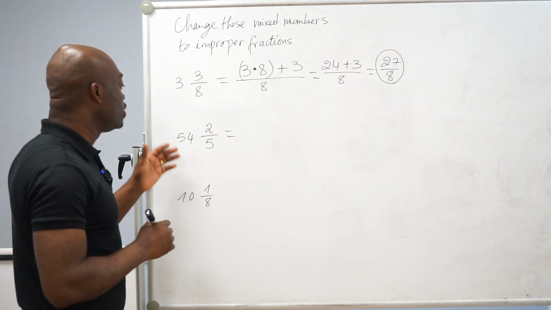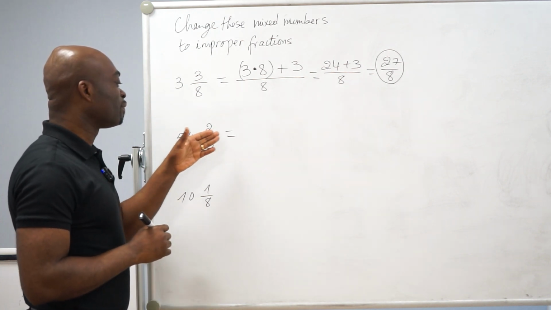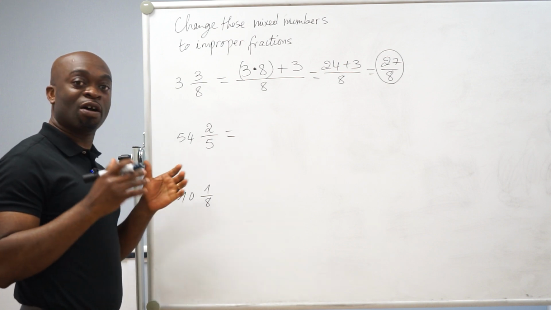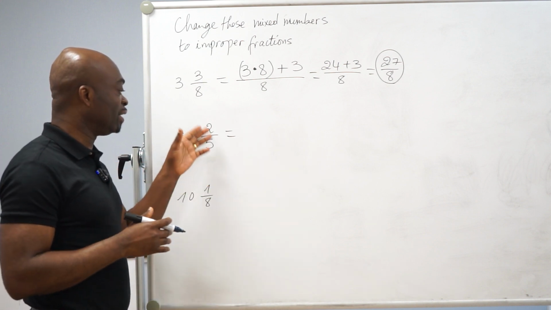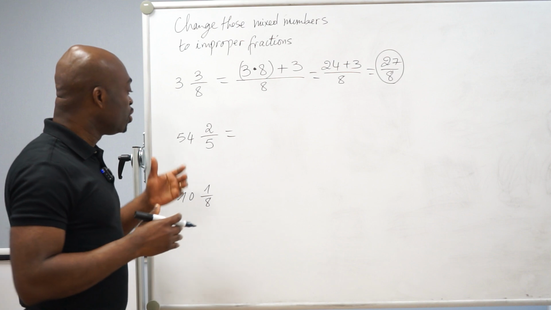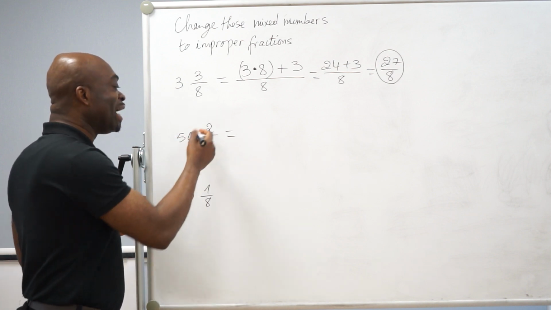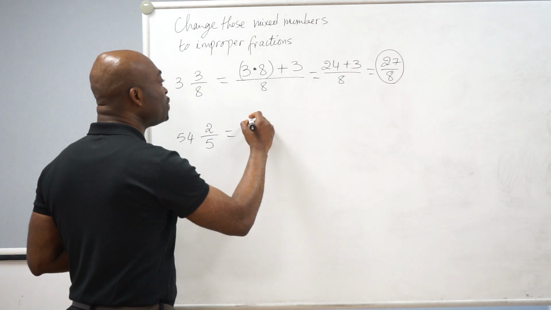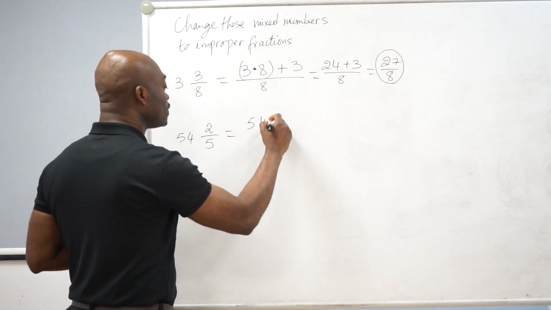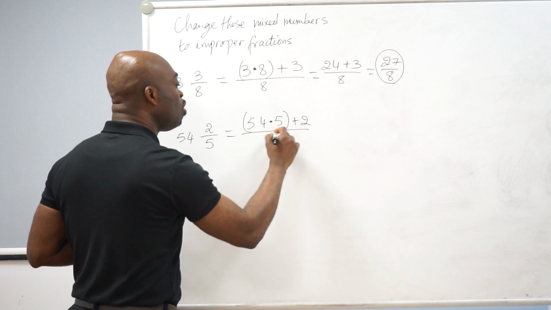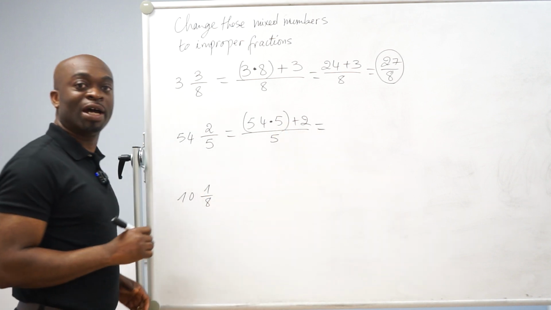Second question, 54 and 2/5. So 54 is our whole number here, and then the fraction is 2 over 5. So then that means we're going to multiply 54 by 5 and then add 2 to it. So it's going to be 54 times 5 and then plus 2 over 5, right?